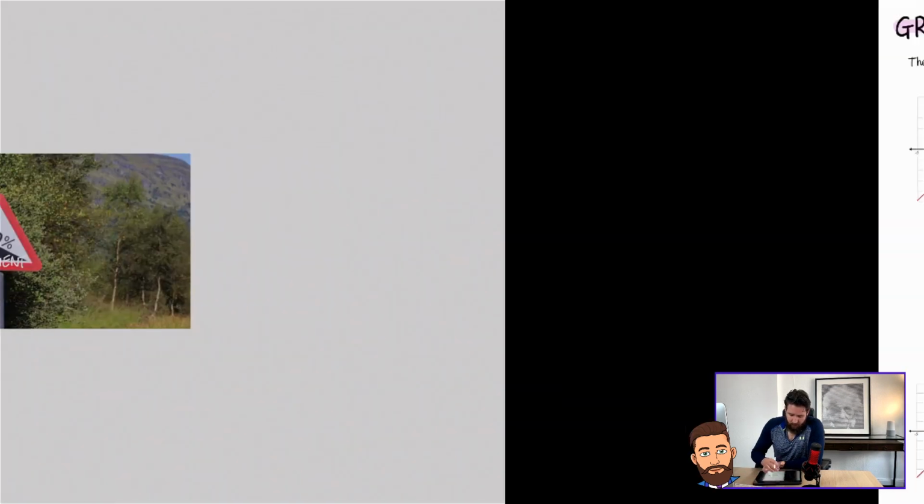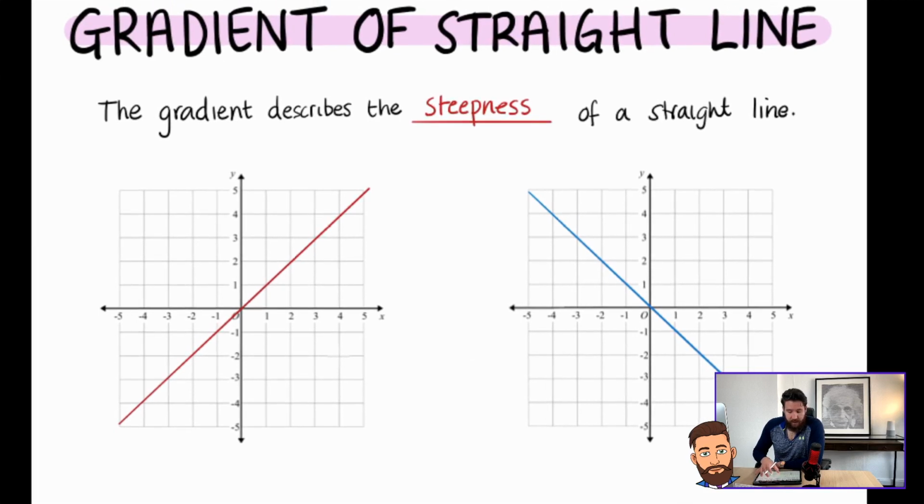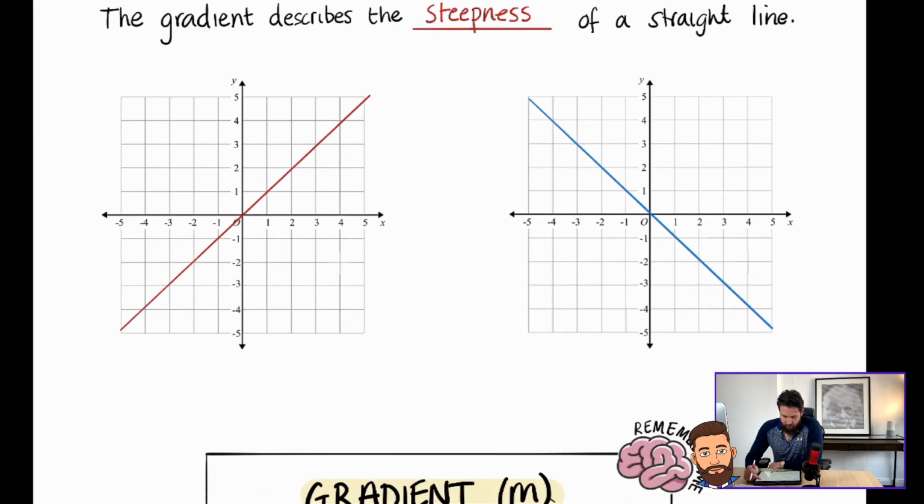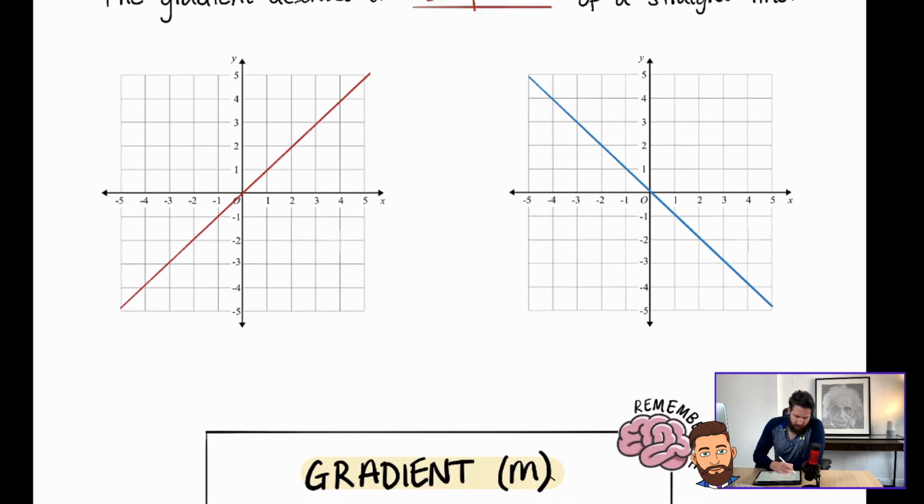So we're going to look at the steepness of straight lines. In maths, in your GCSEs and exam questions, we'll be looking at a straight line and how steep it is, how we show that as a number, and how we find that. So we've got two lines here. We've got one that is red going in that direction and one that is blue that is going in that direction.